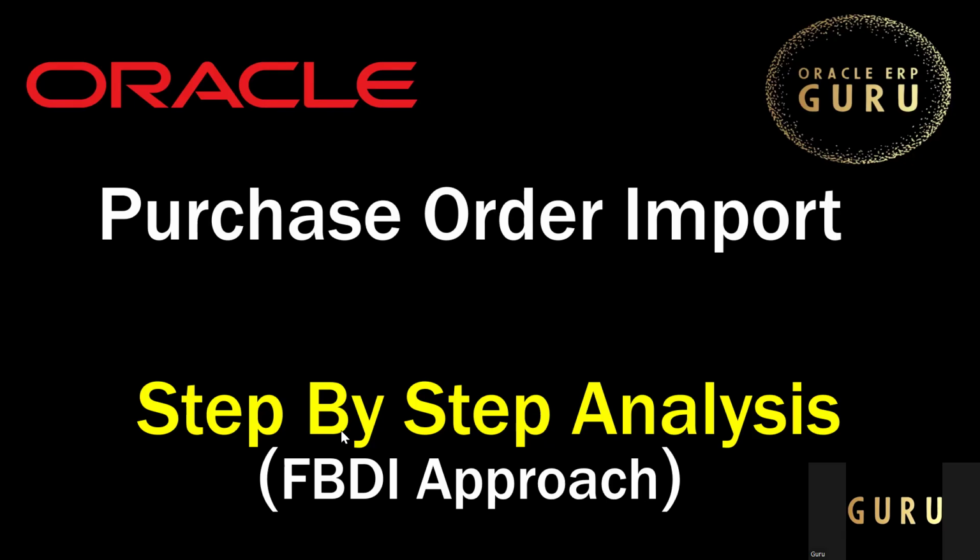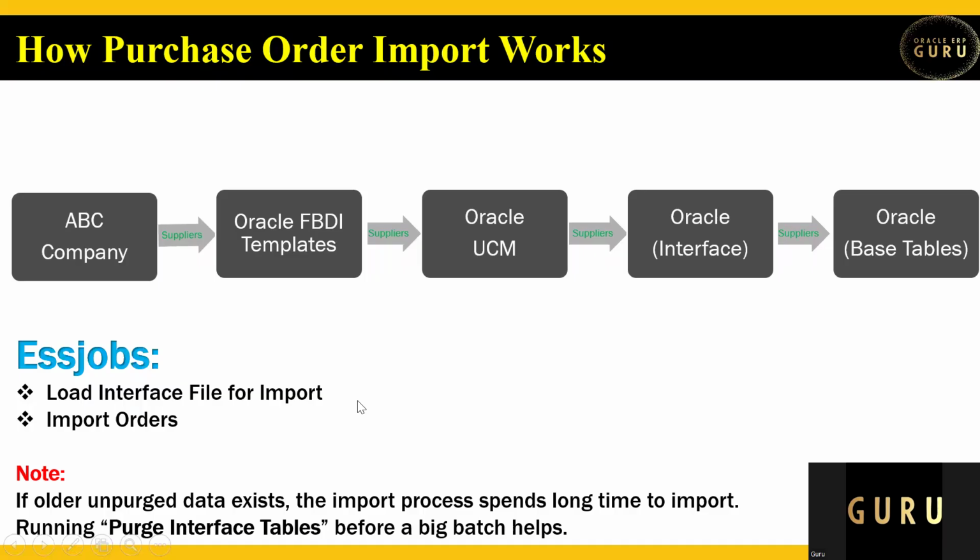So in this purchase order import, I'm going to explain the step-by-step process of how to import the purchase order from a legacy system to the Oracle ERP environment. First, this is the flow of how the purchase order travels from the ABC company to the Oracle ERP base tables. Let's say the company ABC has a lot of purchase orders, and we are going to implement the Oracle ERP product. So how are the purchase orders going to travel from the legacy system into Oracle, right?